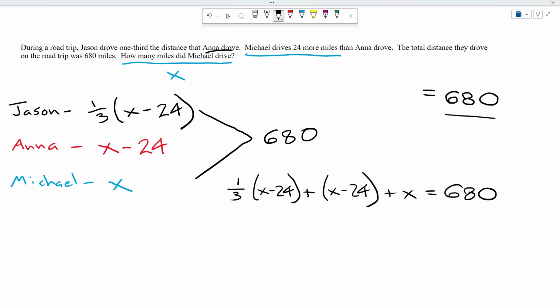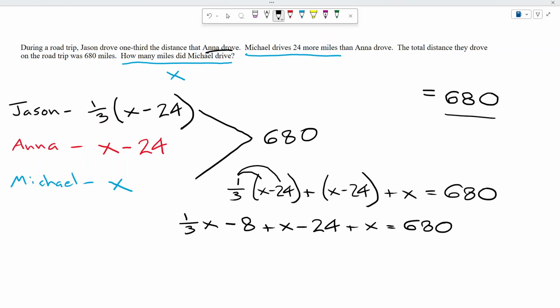So let's start with, first step should be get rid of these parentheses. So if we distribute the 1/3 times x, that'll get us to 1/3 x minus, and then what's 1/3 times 24? That would just be 8, and then plus x minus 24 plus x equals 680.